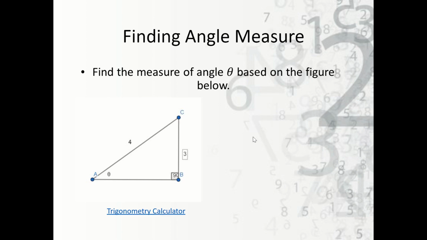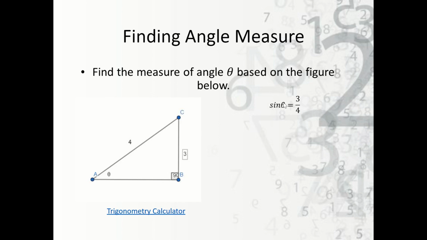Let's look at another example. So this time, again, we're solving for theta, and we're given this side and this side, so we have our opposite and our hypotenuse. So we know that opposite and hypotenuse should be sine, so we should end up with sine theta is equal to 3/4.